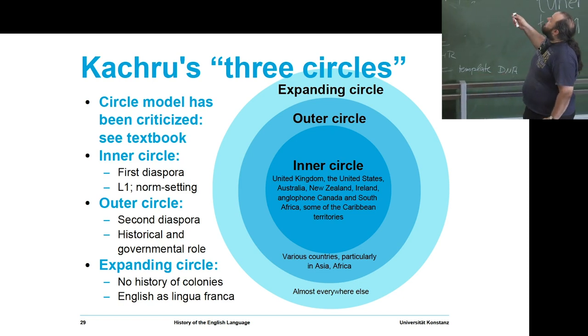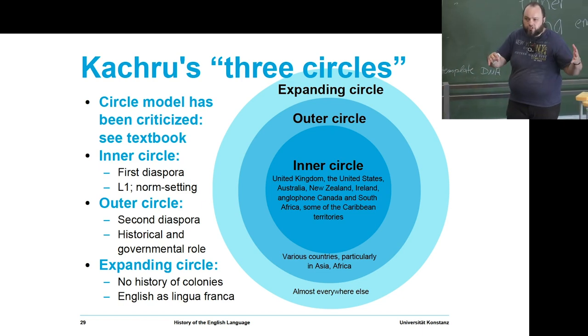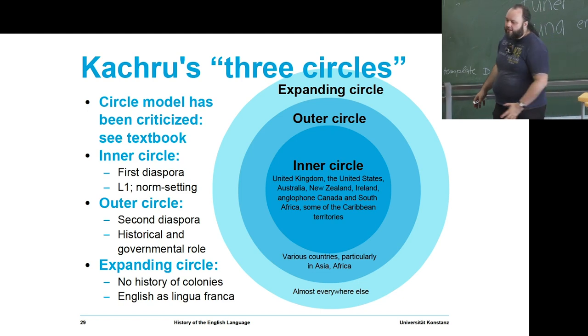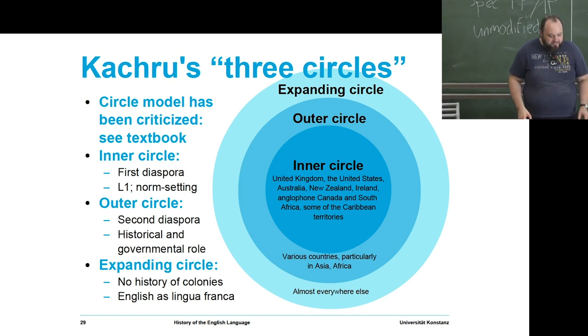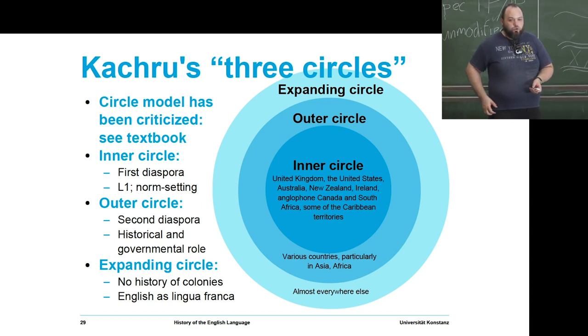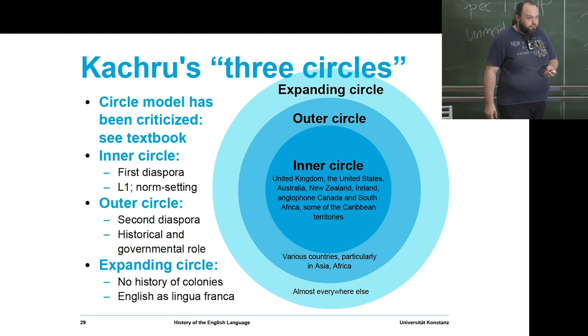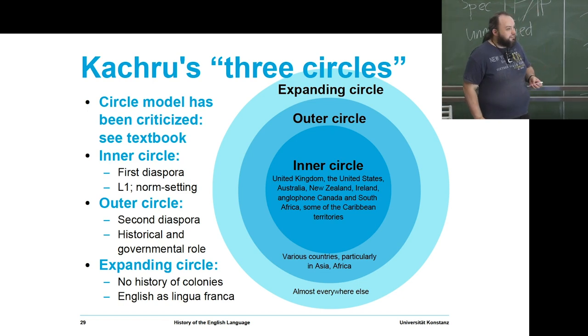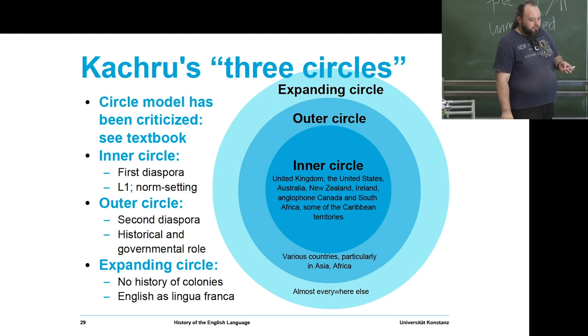There is also an expanding circle, and the expanding circle is where we are right now, right? Because I'm here talking English to you, and you're here learning it. And that means that you're part of an expanding circle where English is becoming more and more widely used, arguably, in certain functions, in certain contexts. What we're not talking about here is a diaspora or a colonial context. So that's the big difference, right?